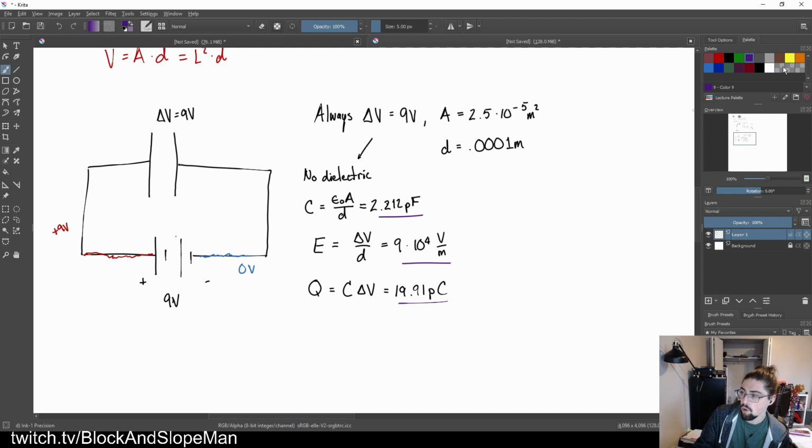Now, part two of this is let's insert a little bit of Mylar. So I'll do that in green. Mylar's a polycarbon material that gets used in a lot of different places. But anyway, the Mylar in between here has a dielectric constant of 3.1.